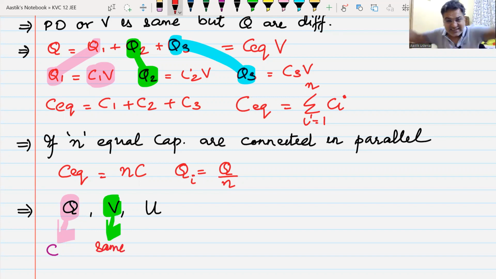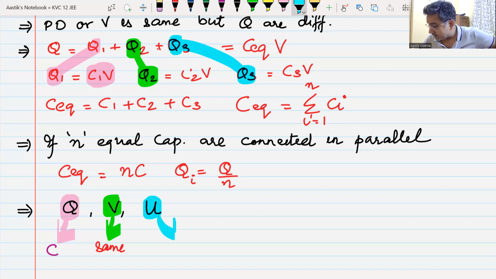Then the energy. Who will have more energy? Who will have less energy? In this case, it will be coming directly proportional to C. Because here I will use half CV squared. Because V is the same, I can easily compare the energies. So it is directly proportional to C. Do we understand this?